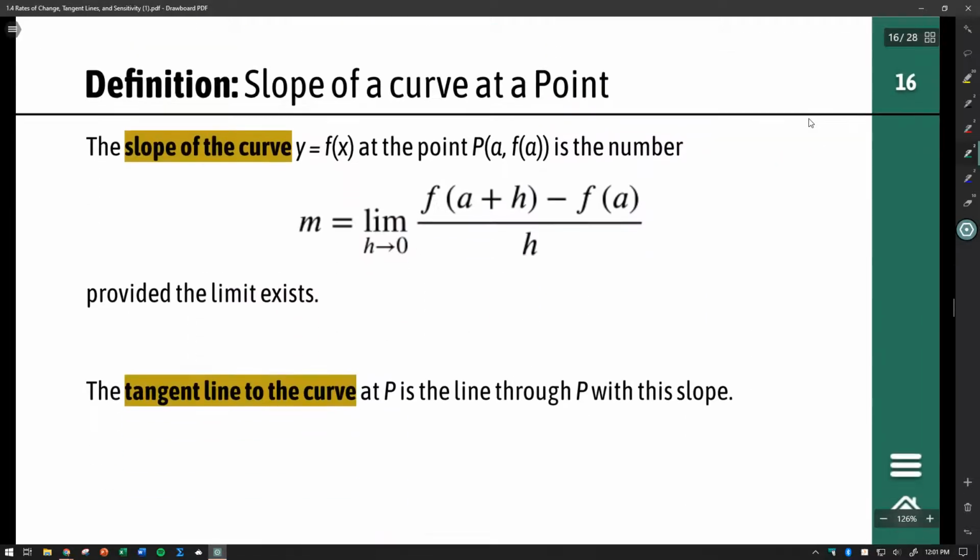So let's move from there. Now we get to a formal definition. The slope of the curve y equals f of x at the point a comma f of a is the number m for slope, it's the limit as h goes to 0 of f of a plus h minus f of a all over h, provided that that limit does exist. And then the tangent line to the curve at P is the line through P with this slope.